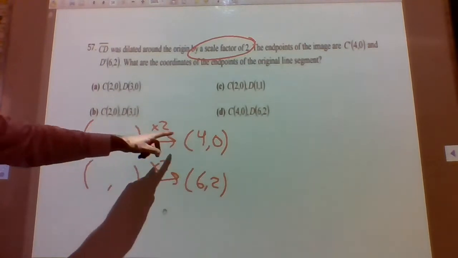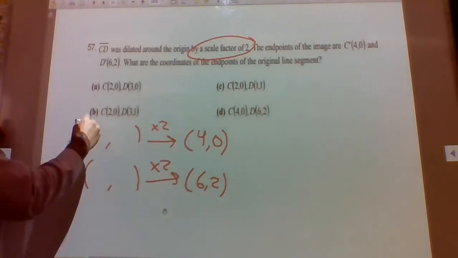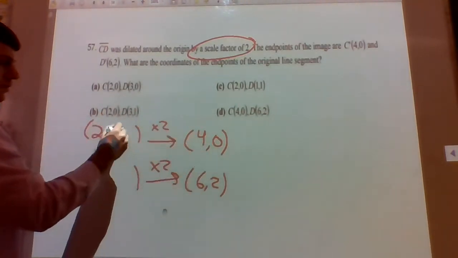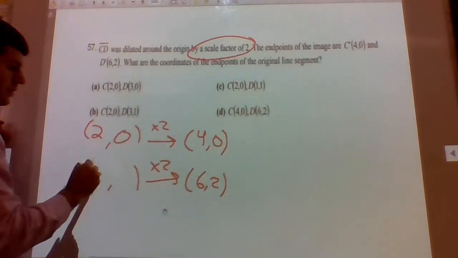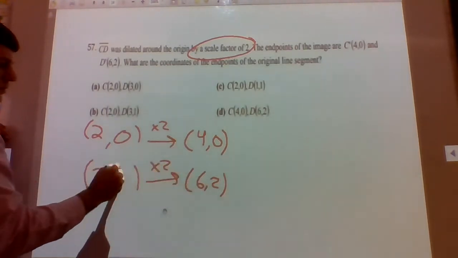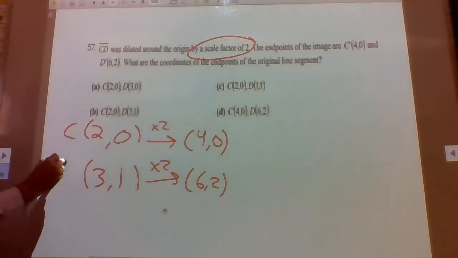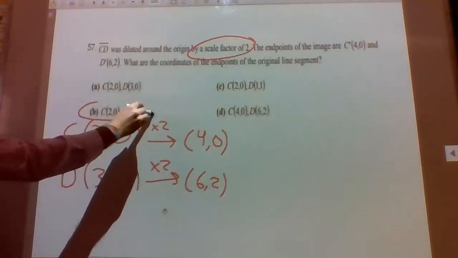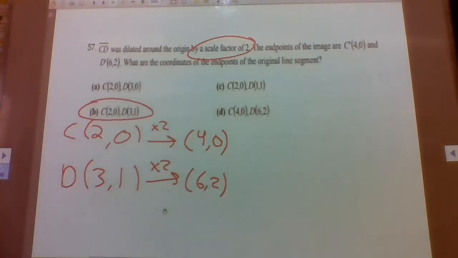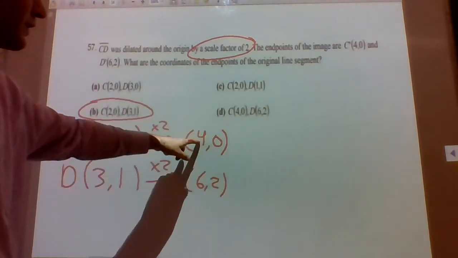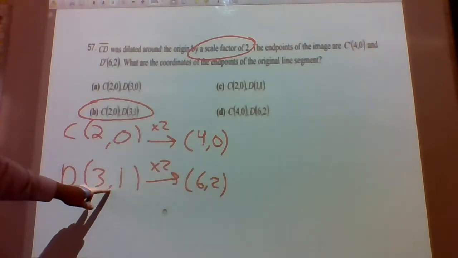What times 2 is 4? 2 times 2 is 4. What times 2 is 0? 0. What times 2 is 6? That's 3. What times 2 is 2? That's going to be 1. So C was going to be 2, 0, and D would be 3, 1. So it's like going backwards. You multiply by 2 to get here, and divide by 2, or multiply by half, to get back to the original.